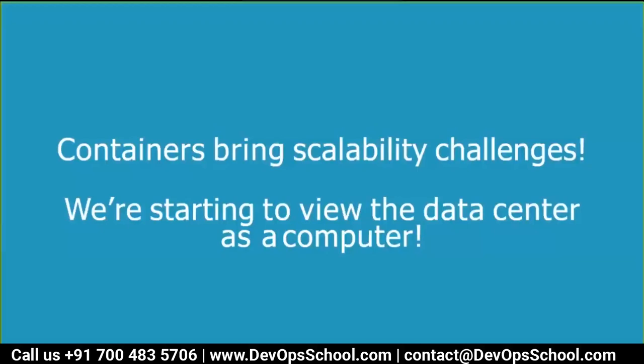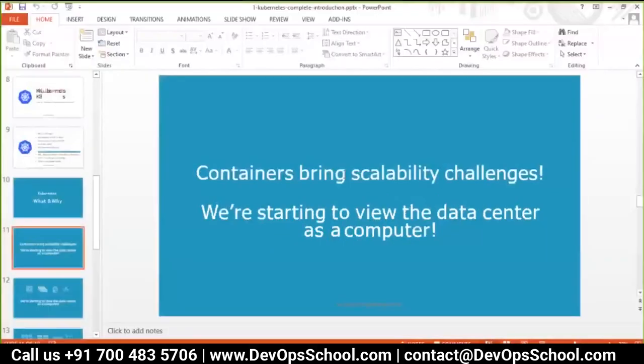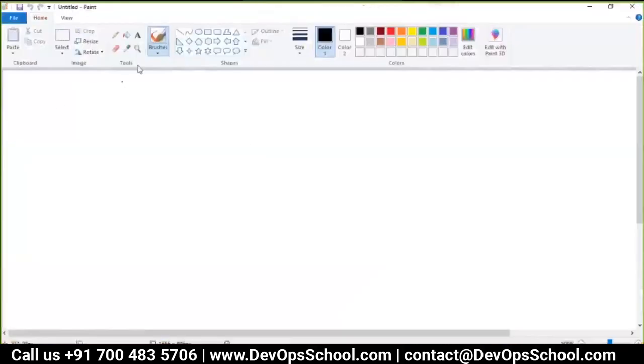But Kubernetes will see it as one unit of computing. In the same way, when you want to scale containers at a large scale, it starts to feel as if we are using the data center as one computer. Let's understand this from a different perspective. Okay. See here.